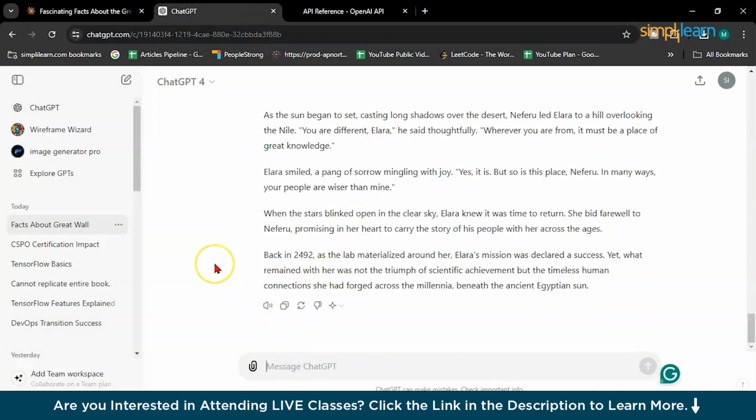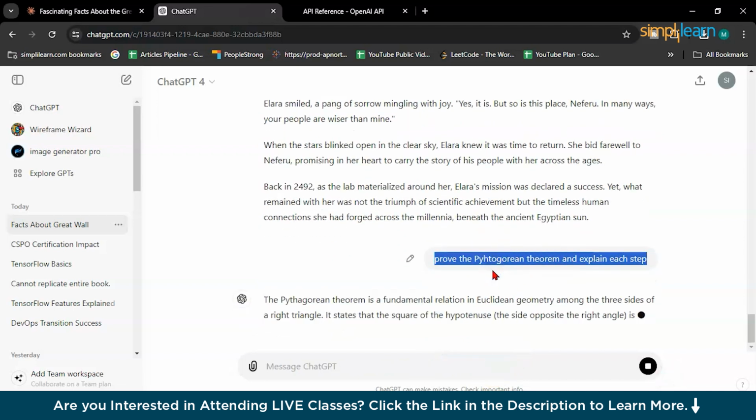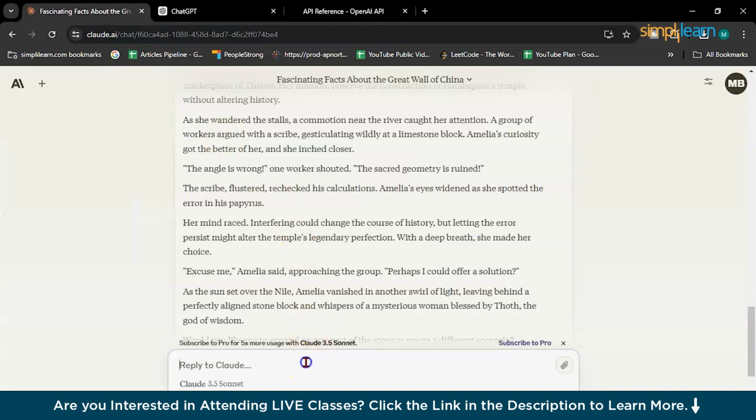So now let's move to our next category, which is complex mathematical and logical queries. So here I will write, prove the Pythagorean theorem and explain each step. Okay, so let me copy this and paste it here as well.